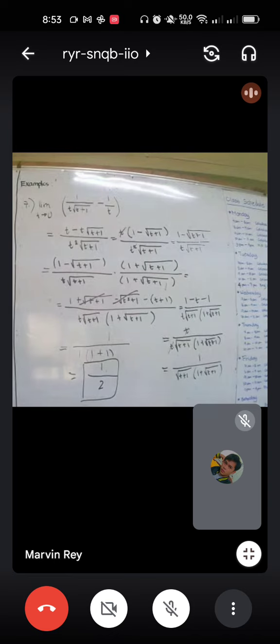So, for this part, do you have any questions? You just have to rationalize, and it's either the numerator or denominator. You can also factor out, or you can simply directly substitute the value of x if and only if it's possible. Okay?